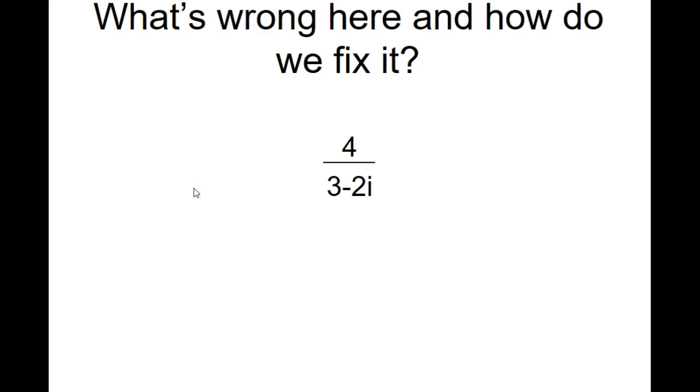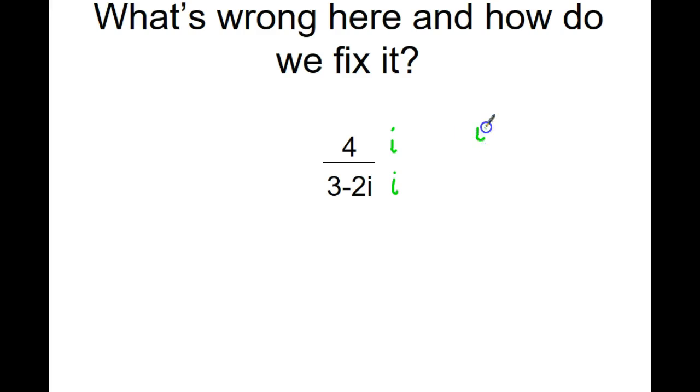So what's wrong here? The i is on the bottom. Can't have an i in the bottom. Now, you don't need to write this, but let me show you what you can't do, because we did some of this yesterday. Some of you might think, well, I'm just going to multiply the top and the bottom by i, because that's what we did yesterday. The problem is that's not going to work. Let me show you why.